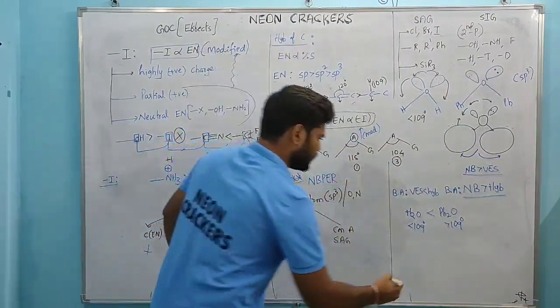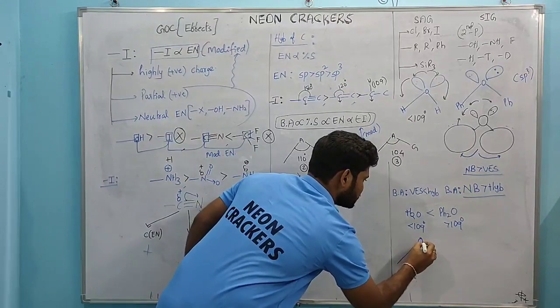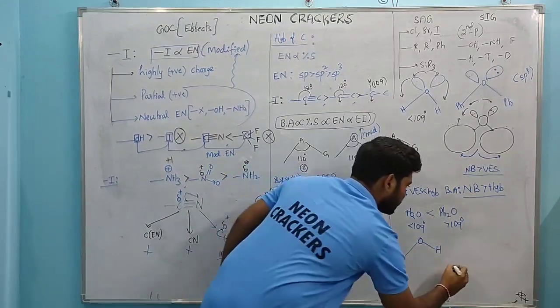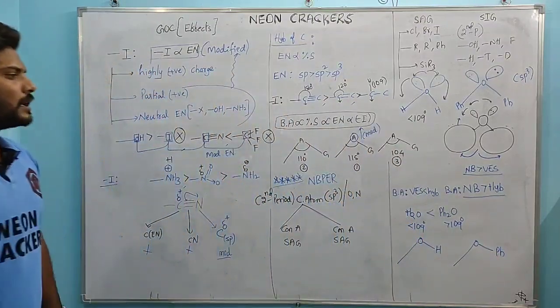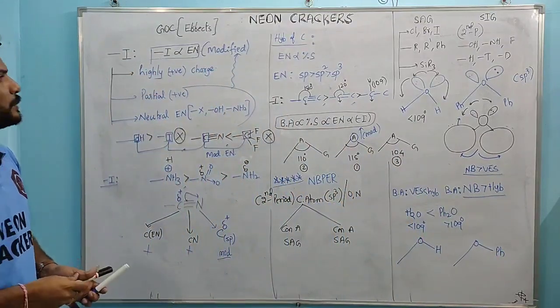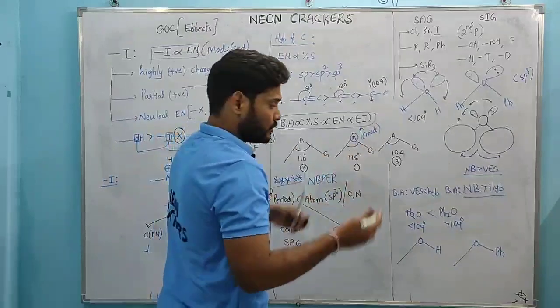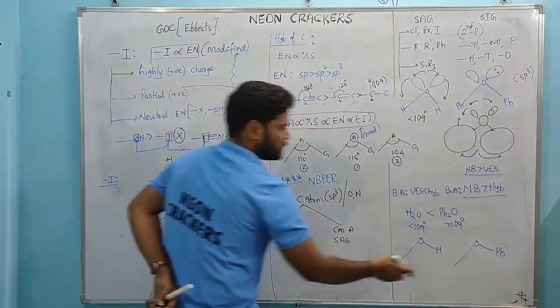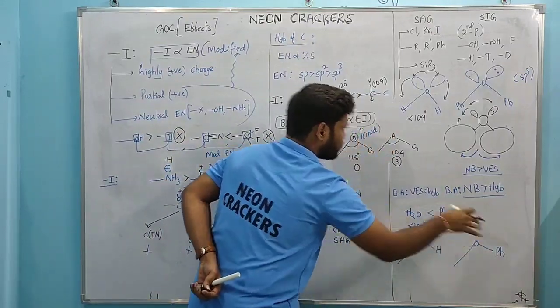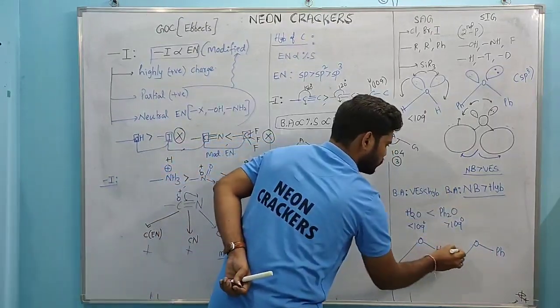But if it is connected, how to apply? If it is connected, like OH is there, next one is OPH is there. Now what is the order? What is the order of minus I? Minus I is directly proportional to modified electronegativity. Of course, here second, the same logic. So NB is working here, more bond angle, more minus I.